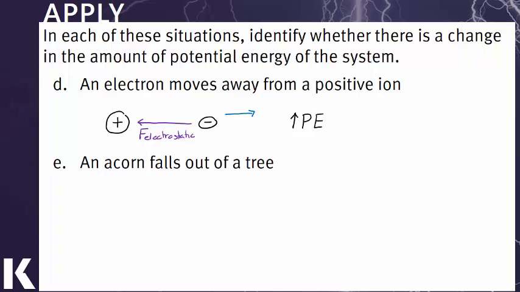In E, we have an acorn falling out of a tree. So this is another example of gravity. So let's draw our tree here. This is going to be a pretty horribly drawn tree, but we have our branch and we have our acorn. Now the gravitational force, again, will always be pointing down, so that's force due to gravity. And our acorn is falling out of the tree, so it is also pointing down in its motion path. So our force and our motion are in the same direction, so we would see a decrease in the potential energy of that acorn.